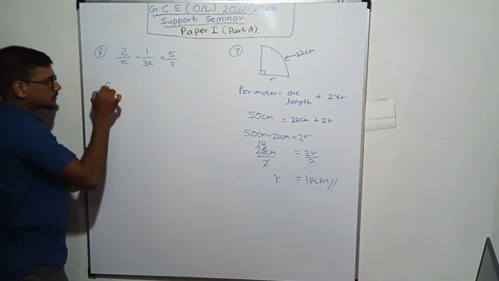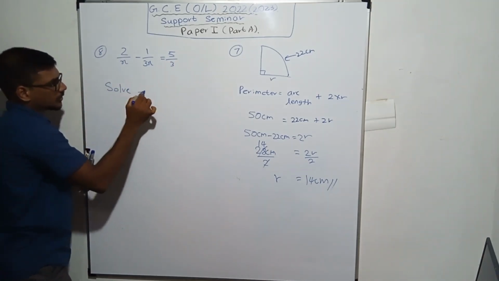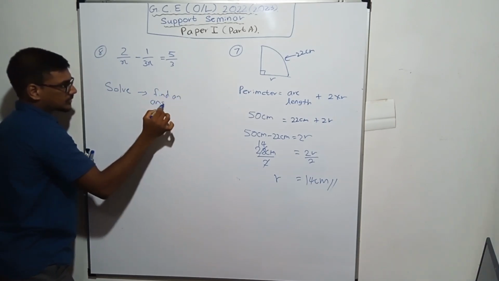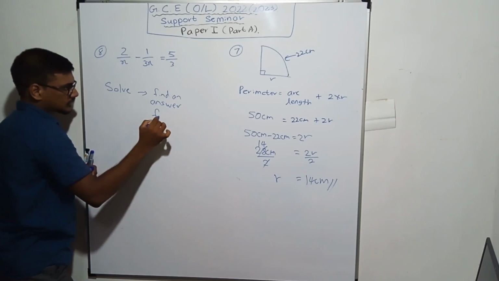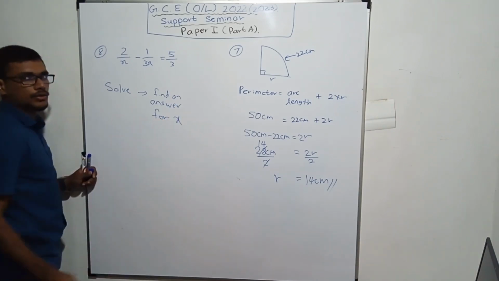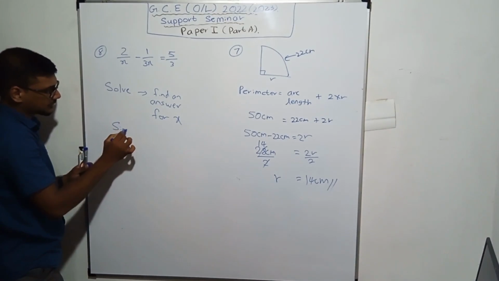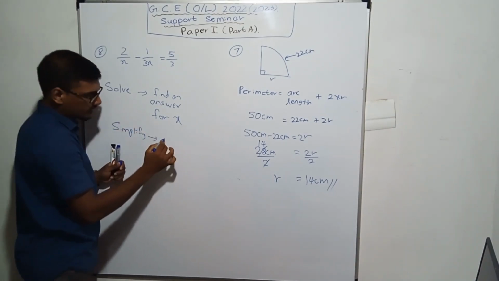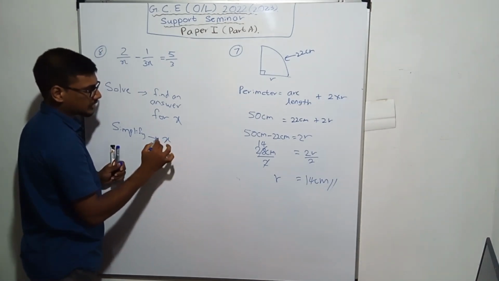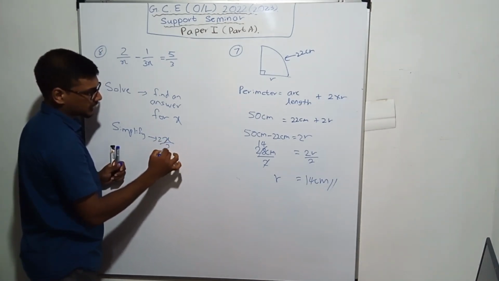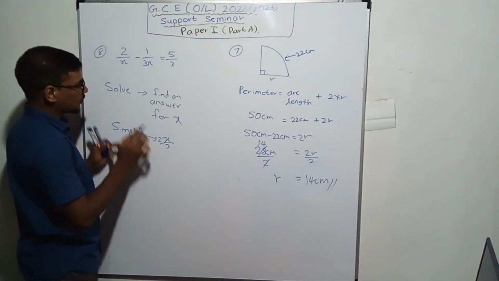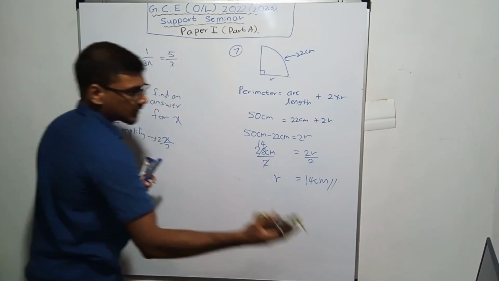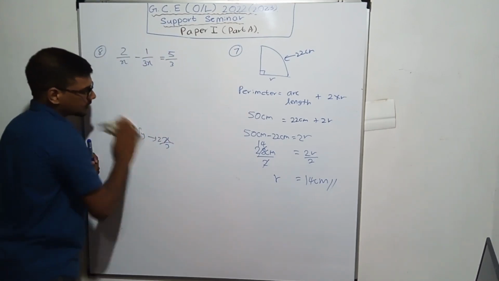Now, when they say solve, you have to find an answer for x, which is unknown. When they say simplify, your answer will be in terms of x, something like 2x over 3. So when they say solve, you have to simplify and find the answer for x. In this question, they have asked you to solve.